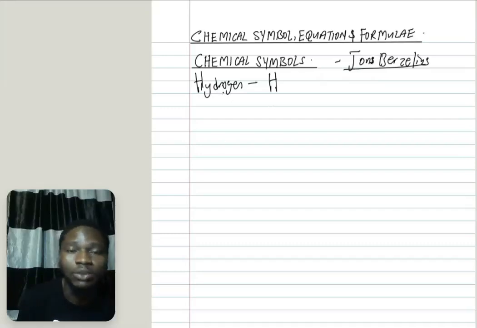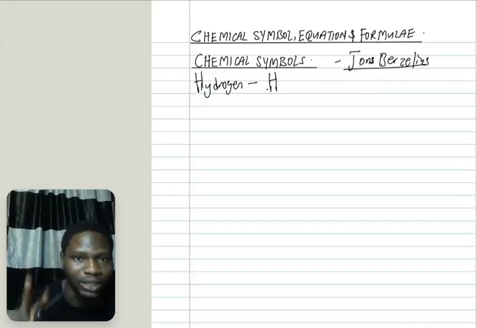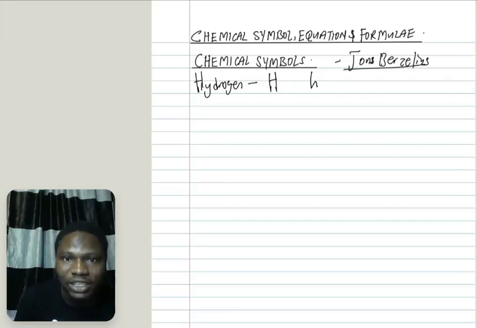Now, the rule is that whenever you are writing a chemical symbol, there are some elements whose chemical symbols are single letter, while there are some whose chemical symbols are double letter. Some are triple letter, but here I'm looking at single and double letter only. If it's a single letter element, the single letter must be a capital letter. The symbol of hydrogen written like this, lowercase h, is very wrong, but this, capital H, is correct.